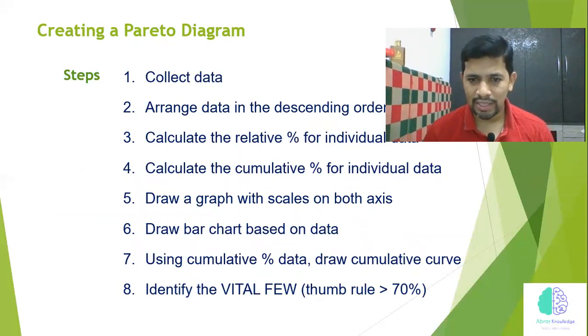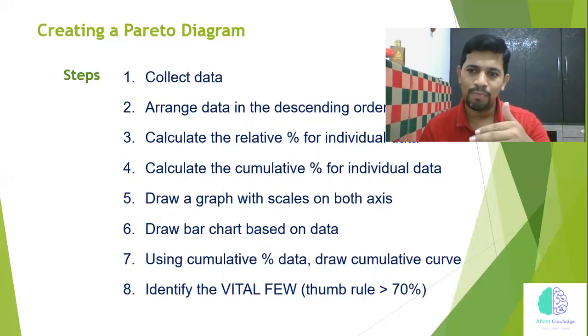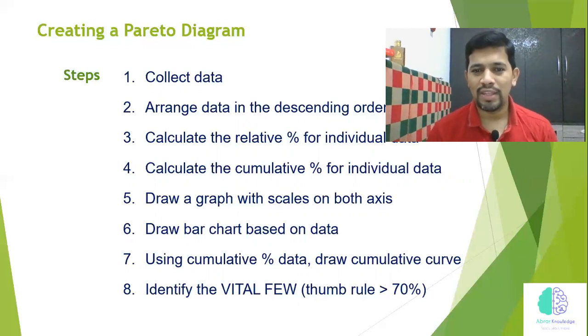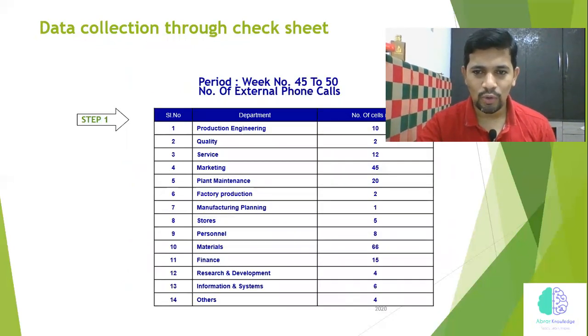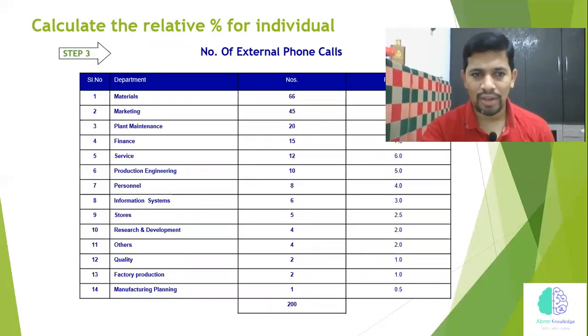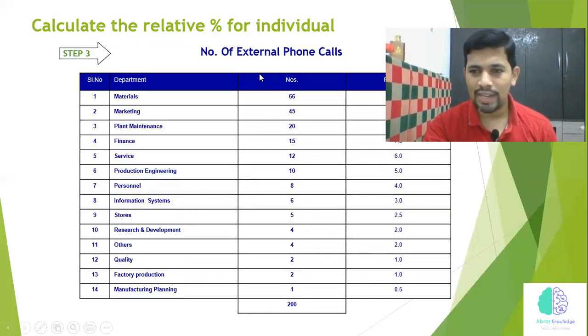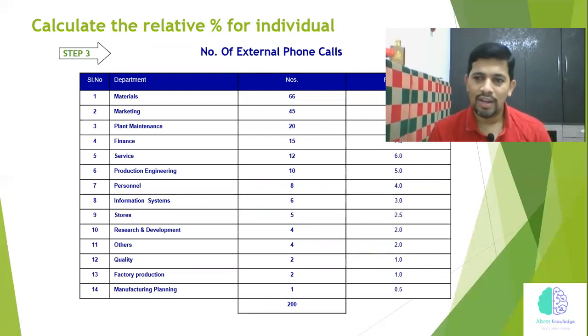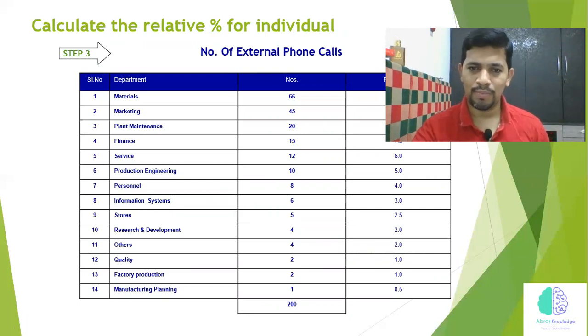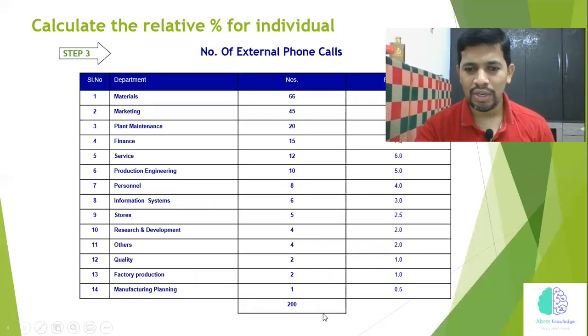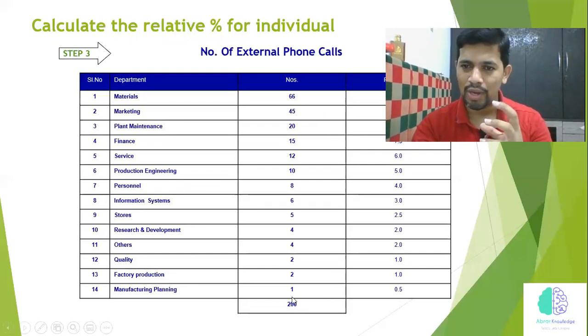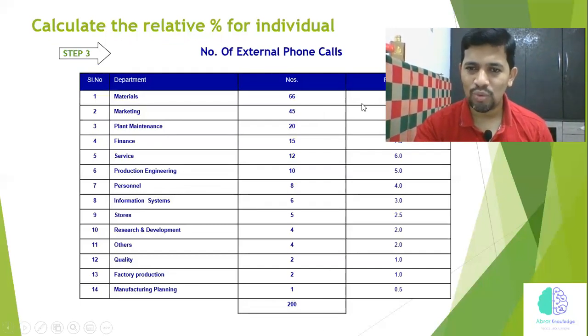First we need to collect the data and arrange it in descending order, from big to small. Maybe I'll quickly go here. Let's say this is your file, and you want to identify the external phone calls being made. These are all the departments in column B, and these are the numbers. You need to keep the data from big to small, and then you get the sum of values. Against each one you need to divide.